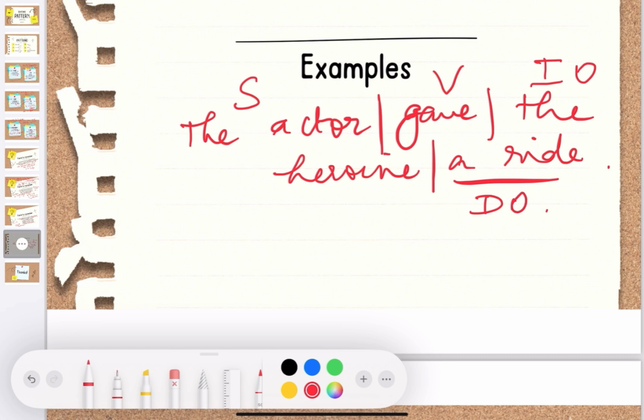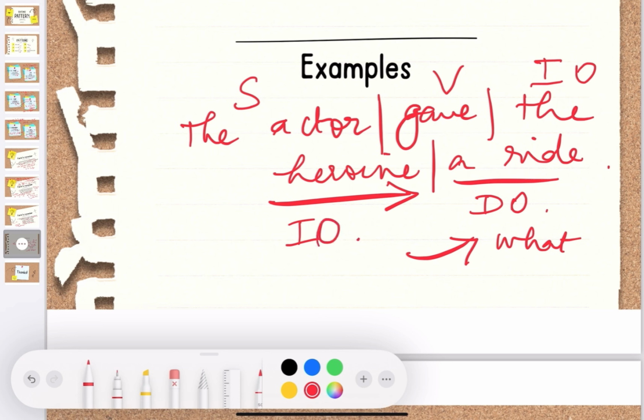So how did we arrive at that? Here the actor gave the heroine what? A ride. Okay, answers to the question what. So it is a direct object. The actor gave a ride to whom? The heroine. So the heroine is the indirect object here. So the sentence would be SVIODO. The actor gave the heroine a ride.